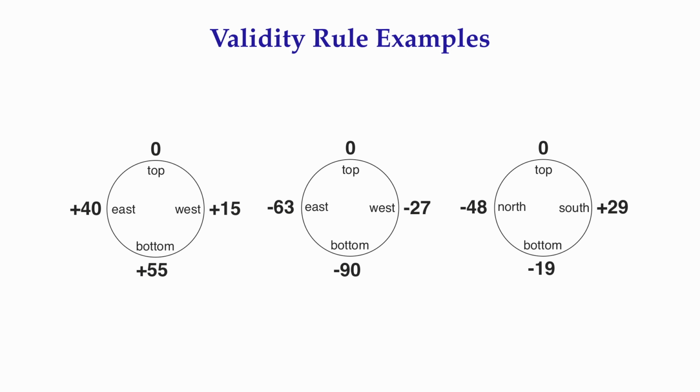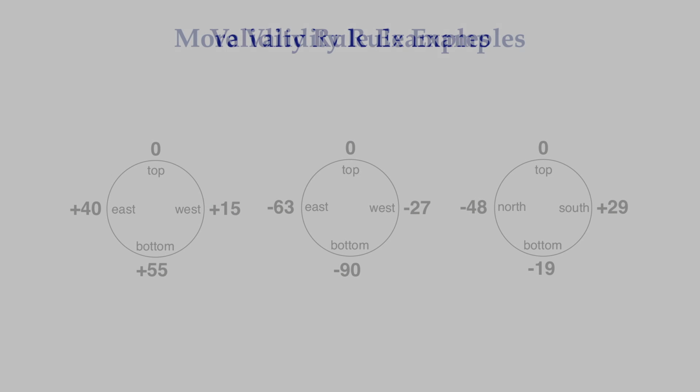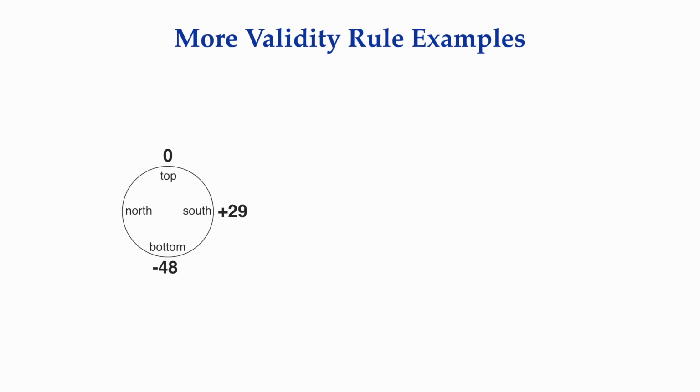Let's do a couple more example problems that will hopefully fine-tune your math skills on the validity rule. Here, we've zeroed an indicator on the top, observed a plus 29 on the south side, and a minus 48 on the bottom. What should we get on the north side? Remember, the two numbers that are straddling the zero, when you add those two numbers together, they should be equal to the number that is opposite of the zero.